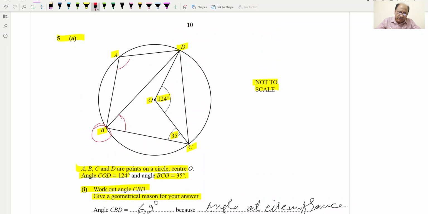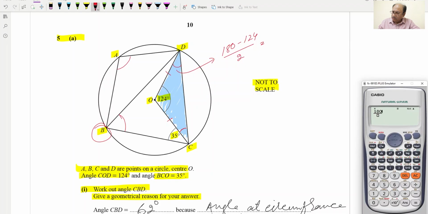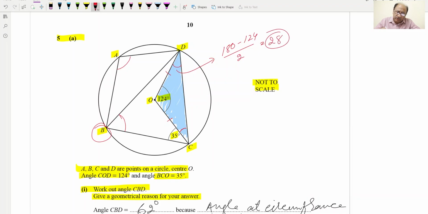BAD will be this angle. First of all, we will consider this triangle. In this triangle OD is a radius, so this side will be equal to this side, so this angle is equal to this angle. So these two angles will be equal, and this angle we can write as (180 minus 124) divided by 2, which will be equal to 28. So this angle will be 28 degrees.